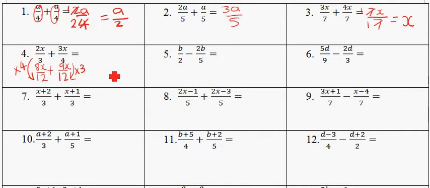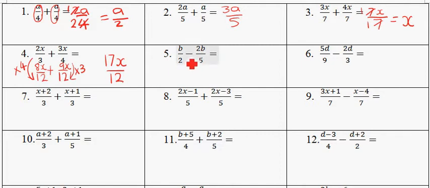Now that the denominators are the same, we can add, keeping with twelfths. Adding the numerators, 8x plus 9x is 17x. We could simplify the 17 over 12 to a mixed number, but it's fine leaving it like that.